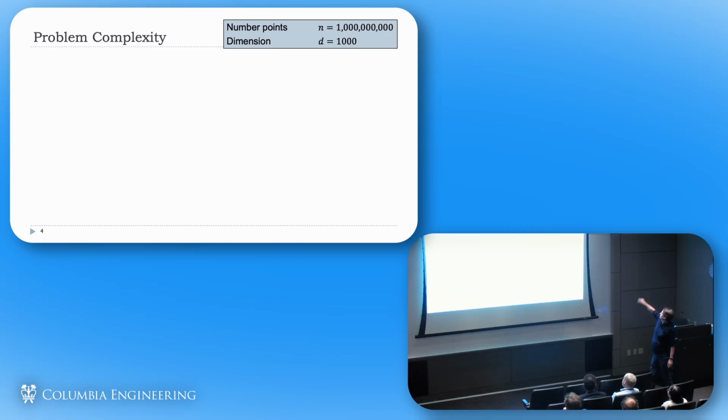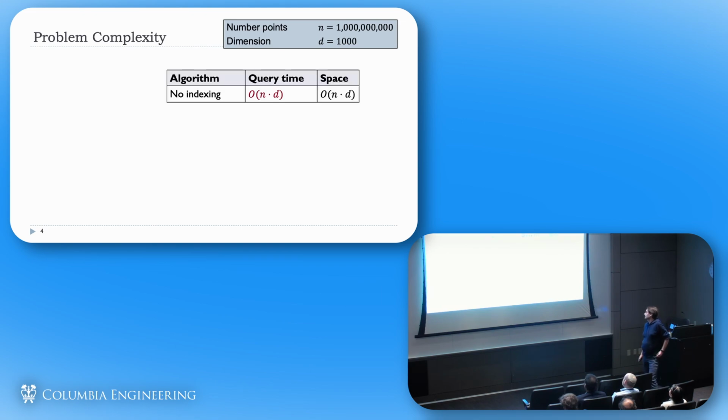Just to put some numbers on the slide to have in mind: what data sets are we talking about? What is high dimensional? A data set of 1 billion points is relatively standard these days, at least at companies, to build the nearest neighbor search on a billion points. A dimension of 1,000 is also a very reasonable dimension. It depends on your embedding model, but hundreds to 1,000.